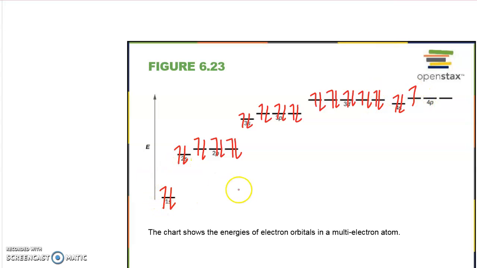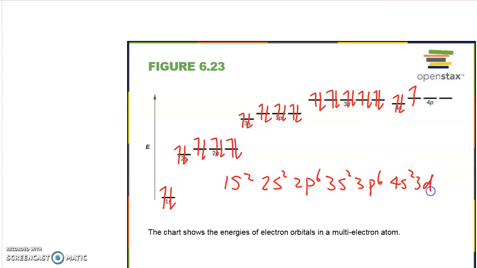Okay, so how do I write the electron configuration? Starting from the bottom here, it will be 1s2, 2s2, 2p6, 3s2, 3p6, and 4s2, and 3d10, and then 4p1. Okay, so this is the electron configuration for gallium.